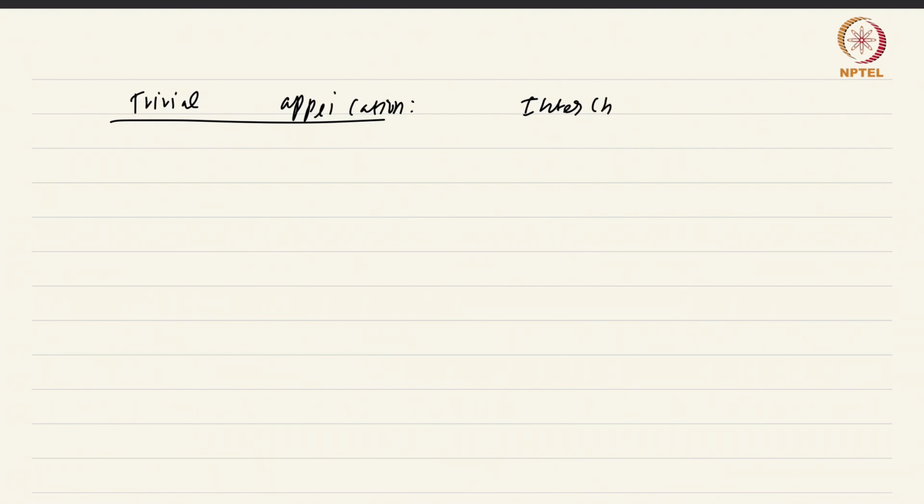Interchange of integral and summation. So I'm not even going to elaborate this any further. Let me just verbally say what I mean by this.